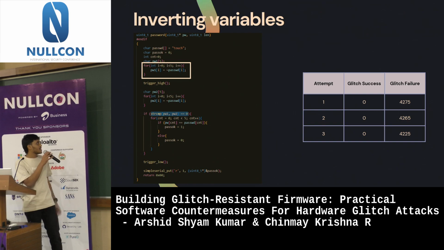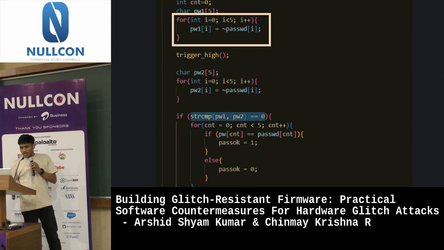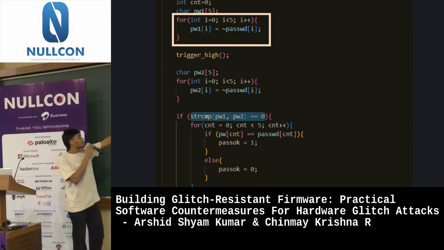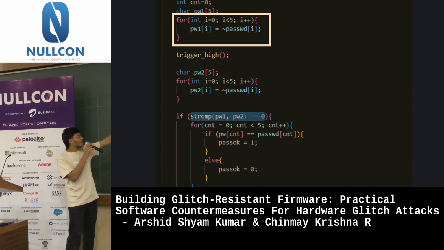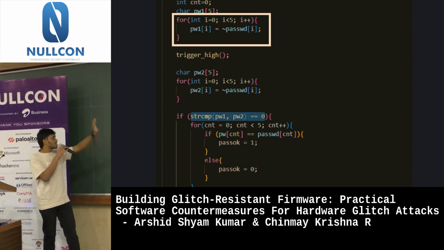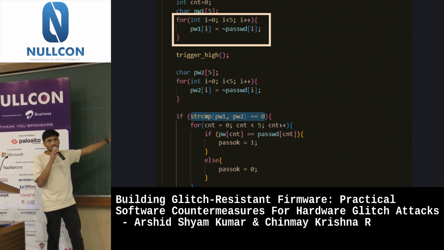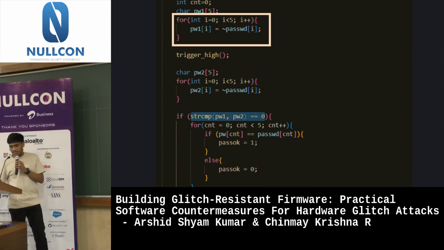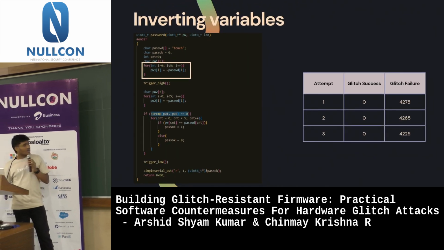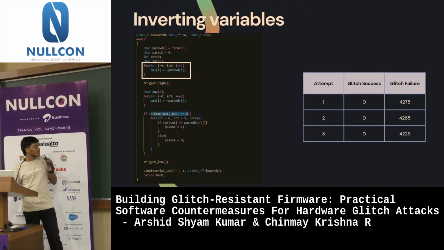In the same sense, we tried similar methods. Instead of duplicating, now we tried inversion of variables. Previously we were just copying the value of password into PW1. Now we are inverting and storing it. We're essentially trying to add clutter around the code to increase redundancy, to make the probability that the glitcher skips the exact instruction so low that it's almost glitch resistant. And this works in a similar fashion. Right, so 0 glitches across all the 3 attempts.